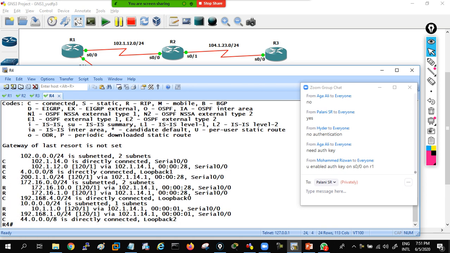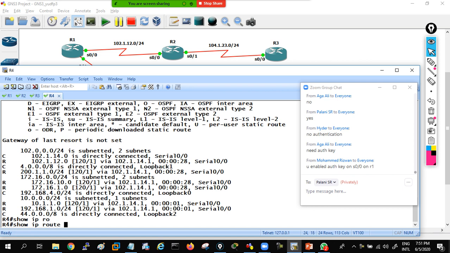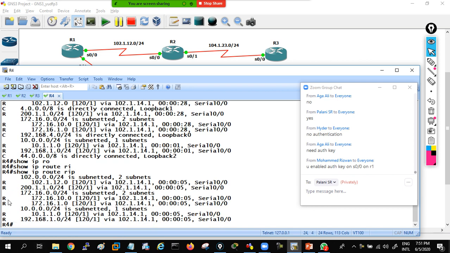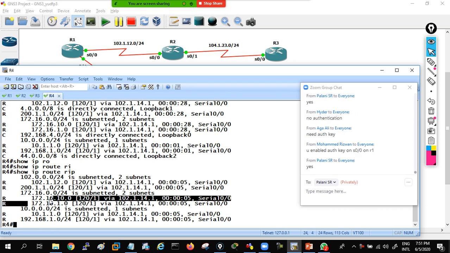Are you able to see, Palani? Show ip route rip, so that you can see there. Yes, Palani, when you unmute, no one can hear anything. Yeah, Palani, did you see here? You can see 102.1.12.0, you can see the 200 network, you can see 172.16.10.0, you can see 172.16.1.0, and you can see 192.168.1.0.